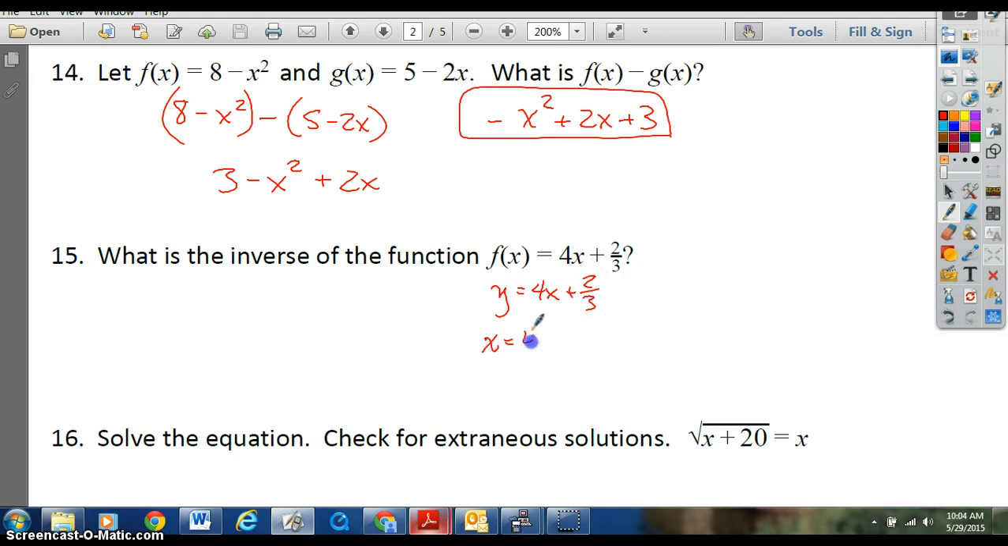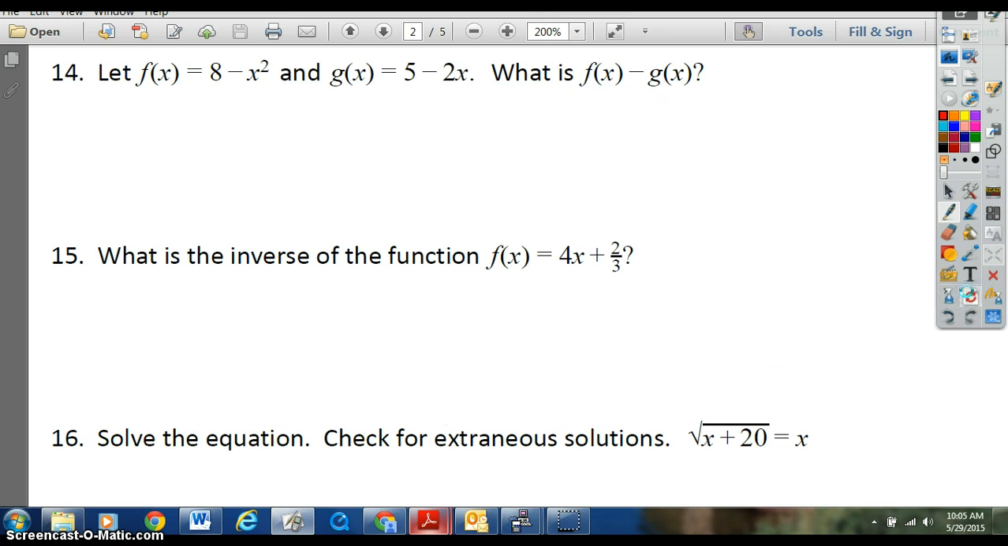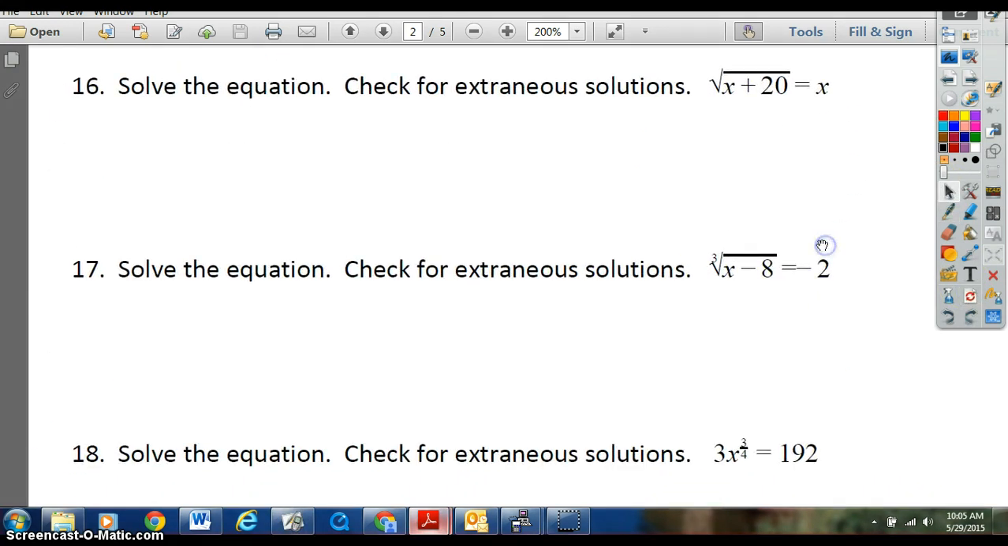Switch your x and y, and we're going to solve this for y. So I'm going to multiply both sides by 1/4. So what I'm looking at here is 1/4 x minus, basically 2/12 equals y. Now I can reduce that to look like such. There you go.